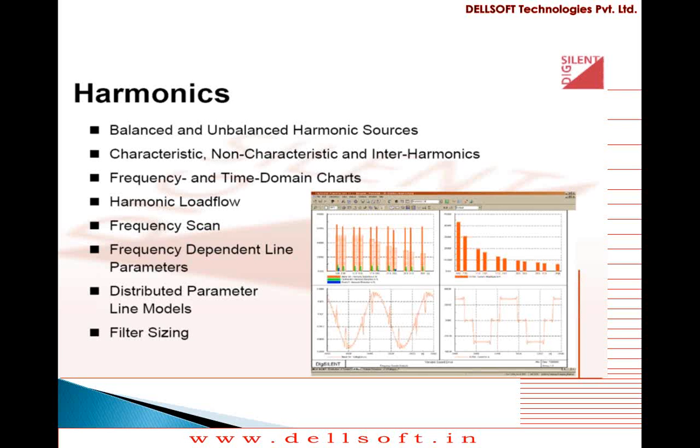Harmonics. In harmonics, we can analyze balanced and unbalanced harmonic cases, characteristic and non-characteristic interharmonic cases. Frequency-based time domain charts can also be analyzed. Harmonic load flow calculations we can conduct through our network. Frequency scanning can also be done. Frequency dependent line parameters can also be generated. Distributed parameter line models can be analyzed through different harmonic cases. Filter sizing can also be defined through our harmonic functions. So these are some features included in harmonic study cases and functions related to this software.